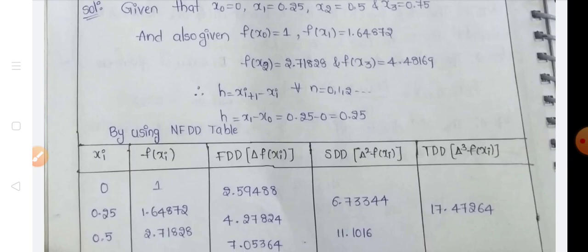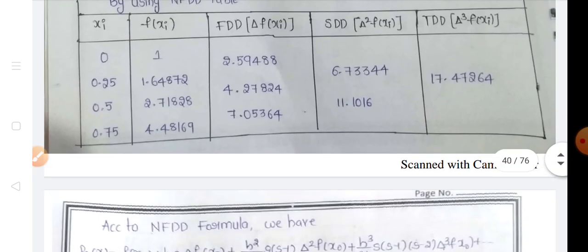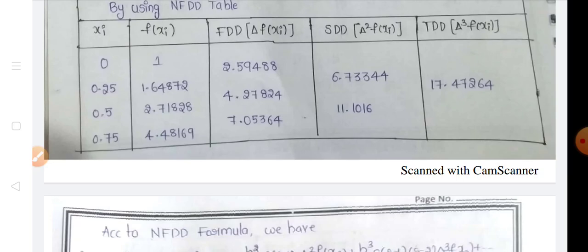By using Newton's forward difference table: xi, f of xi, first divided difference, second divided difference, third divided difference. Xi values 0, 0.25, 0.5, 0.75.